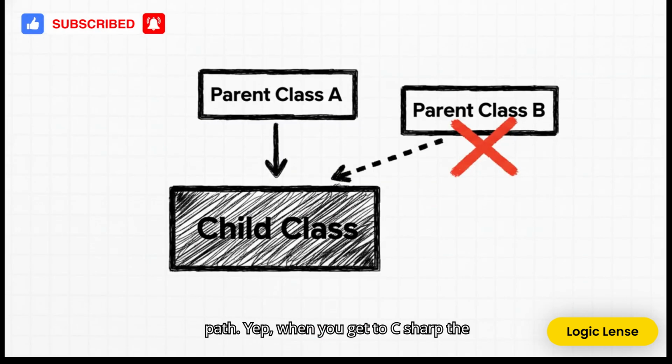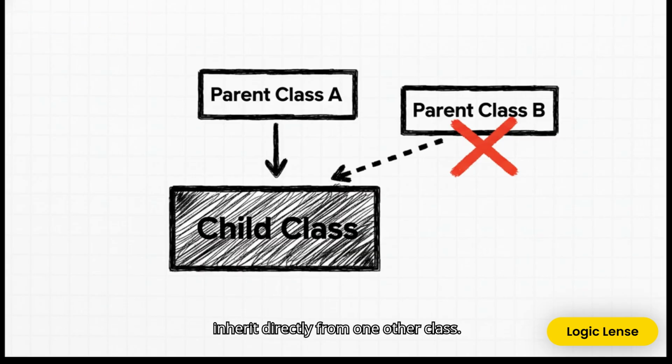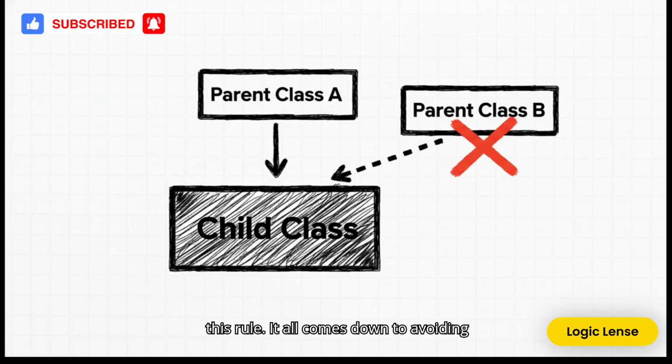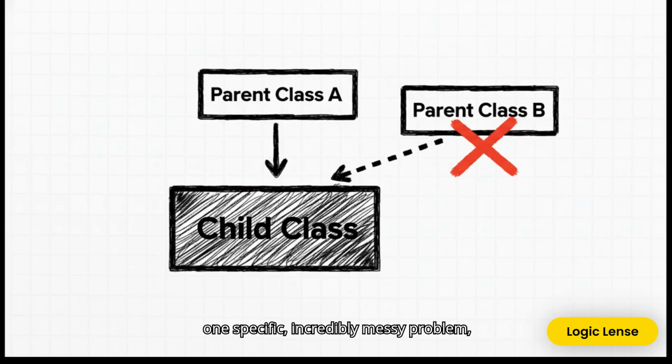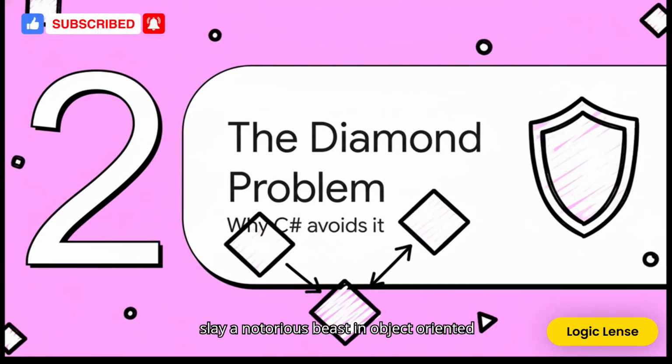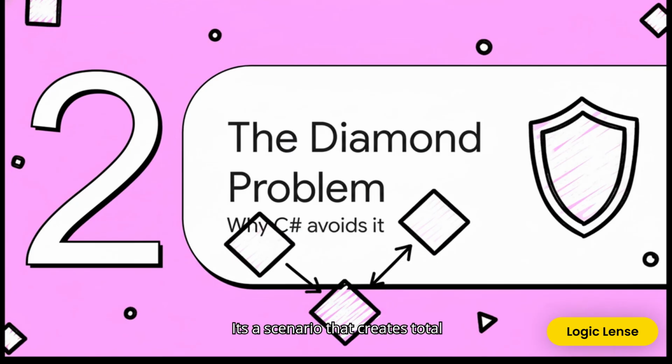Yep, when you get to C-sharp, the rule is super strict. One class can only inherit directly from one other class, period. And there is a very compelling reason for this rule. It all comes down to avoiding one specific, incredibly messy problem. And this is it. The rule exists to slay a notorious beast in object-oriented programming called the diamond problem. It's a scenario that creates total ambiguity.